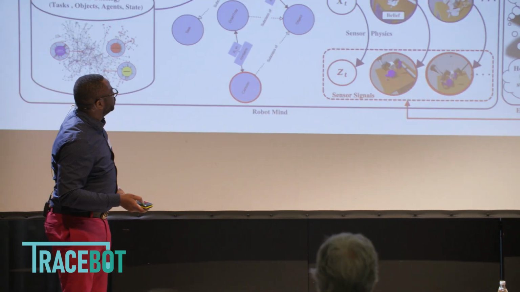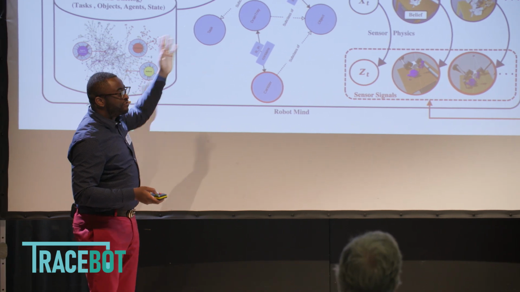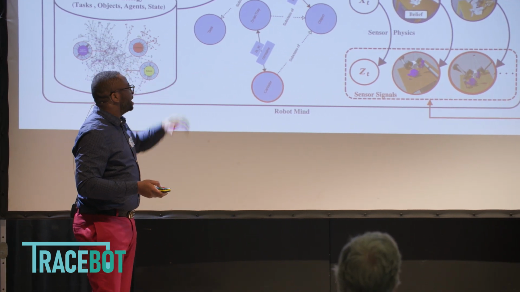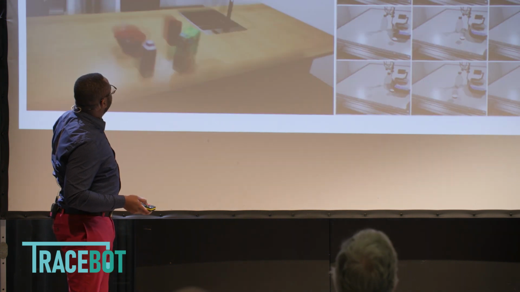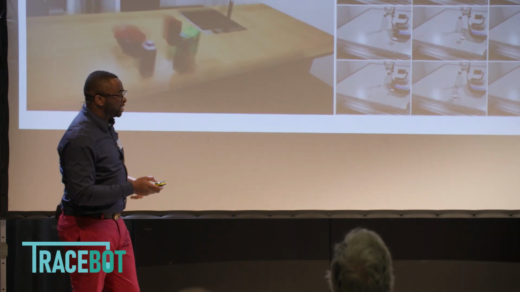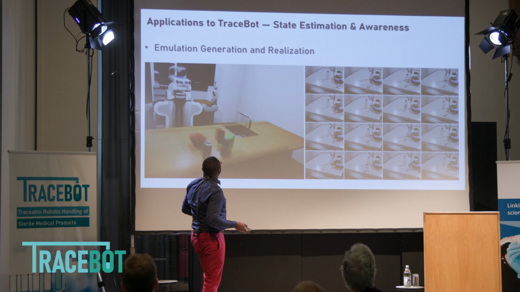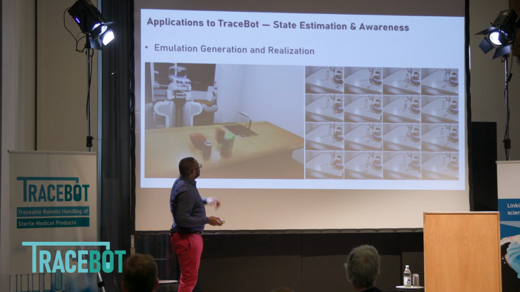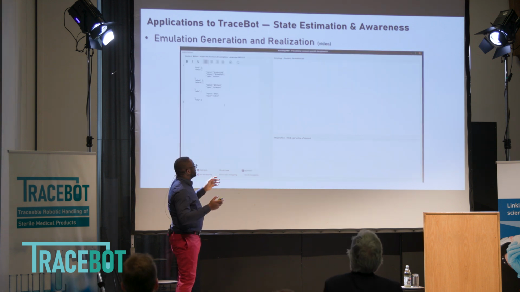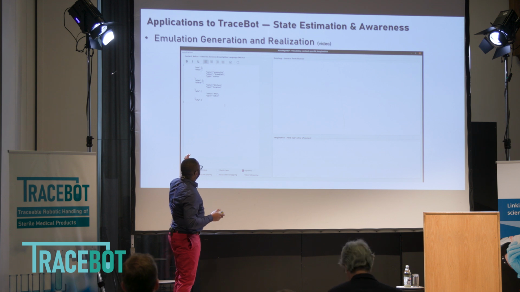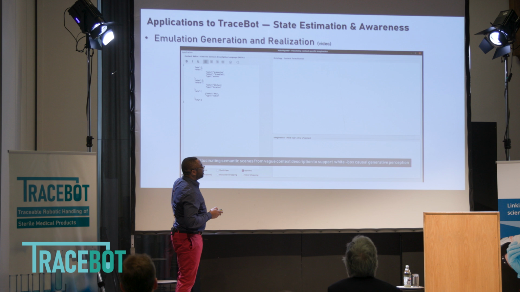I will just quickly show a video because it's simple, and we can transfer it to different kinds of domains. This is the mathematical formulation of the problem, and I will illustrate a bit how it works here. So for state estimation and awareness, for example, in TraceBot, this is how we use the system. Okay, can you play the video, please? It's like you're running out of time.